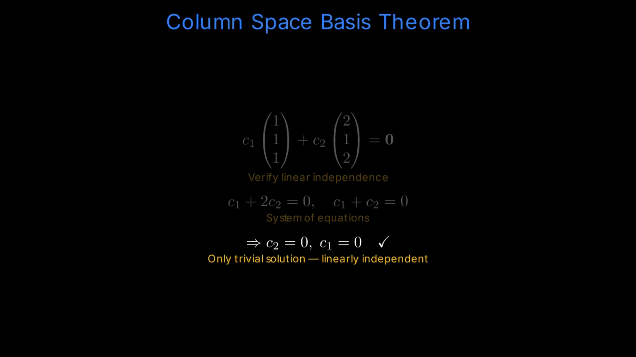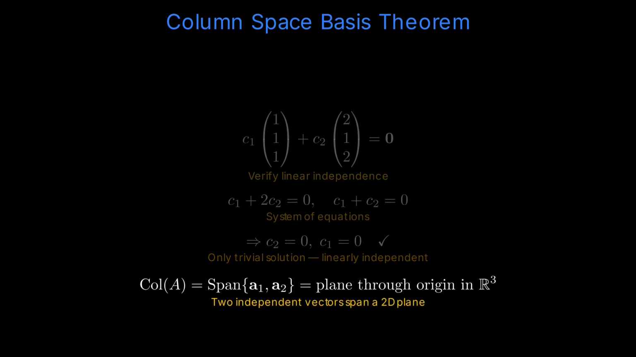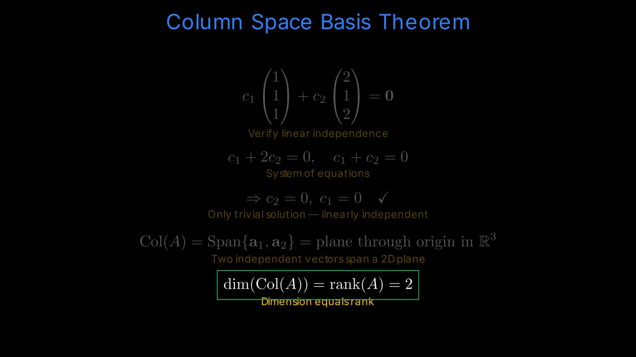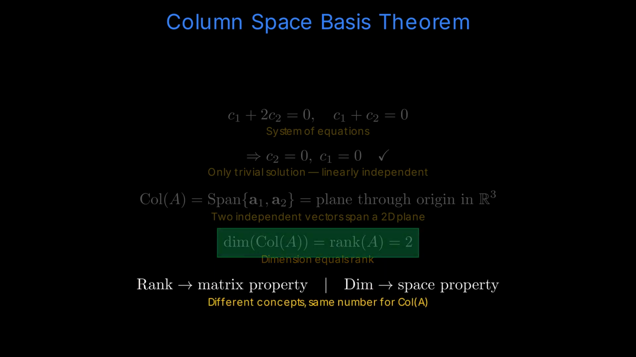These two vectors span a plane through the origin in R3. That plane is the column space, and its dimension equals 2, matching the rank. Important distinction: rank is a property of the matrix. Dimension is a property of the space. They agree numerically for the column space, but they are different concepts.